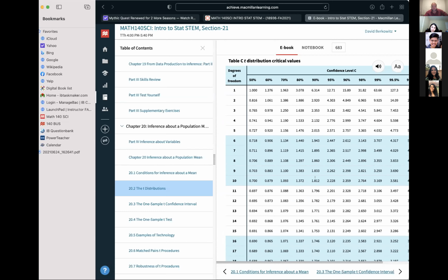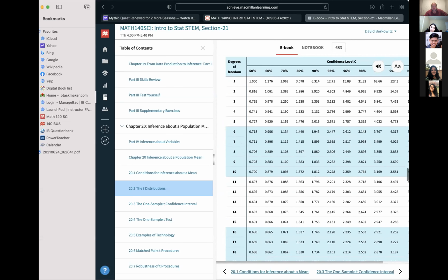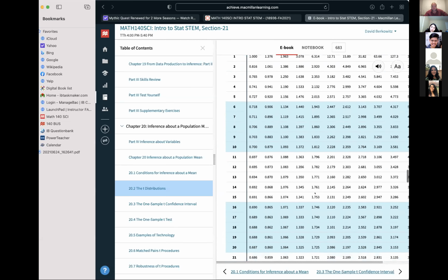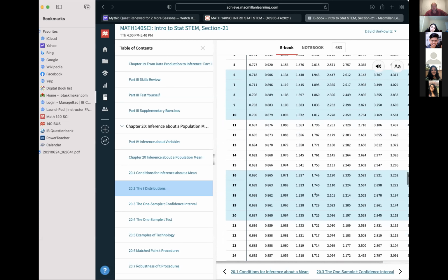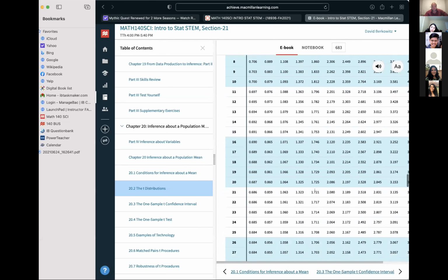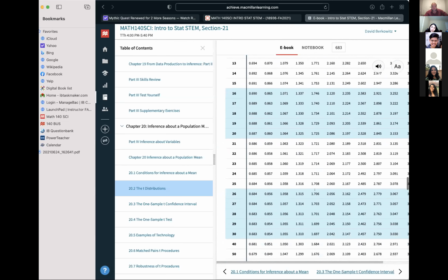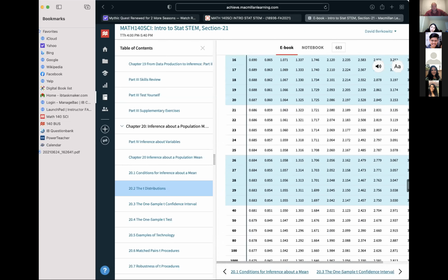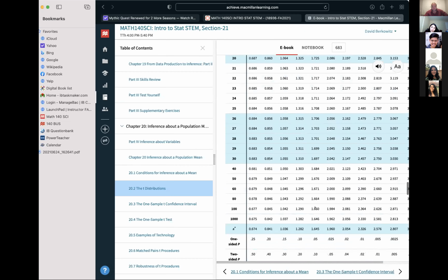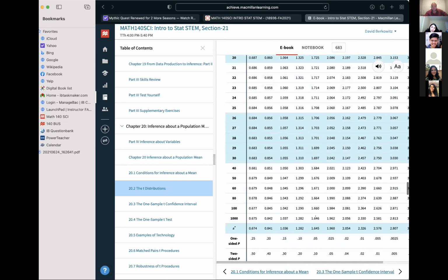1.645. And notice what happens as my sample size, or my degrees of freedom, goes up. These numbers are getting smaller and smaller. And by the time I've reached 1,000, I'm at 1.646. And Z star, which it so nicely gives me as well, is 1.645.